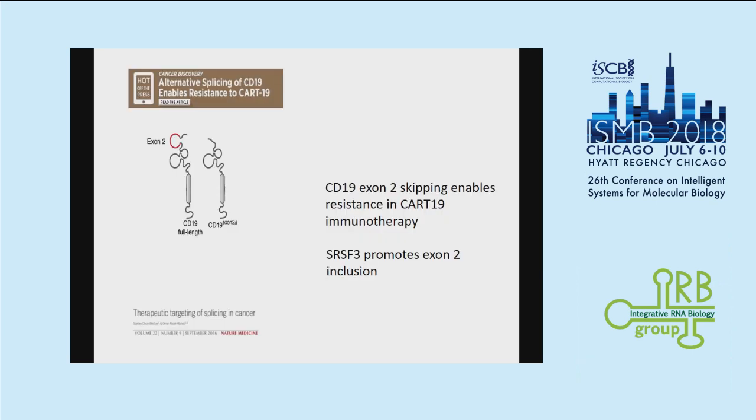So we first were introduced to the splicing world by discovering an alternative isoform of CD19. And what's interesting about this isoform is that it skips exon 2, which contains the epitope for CART19 immunotherapy. And we also discovered that SRSF3, this splice factor, promotes exon 2 inclusion. So we wanted to ask, are there global levels of splicing deregulation?